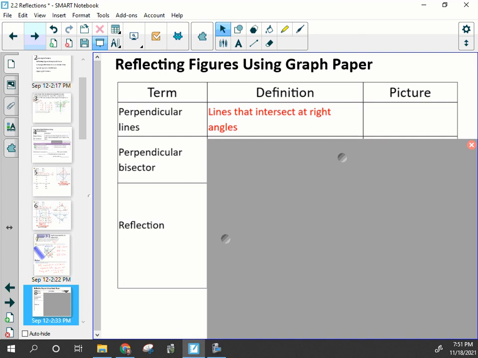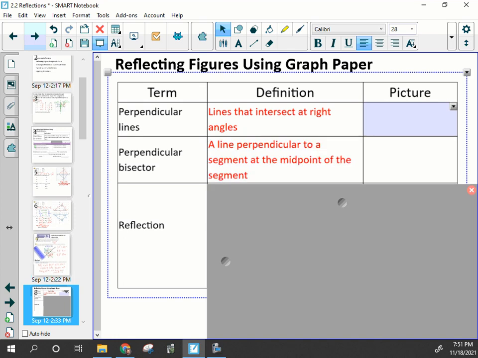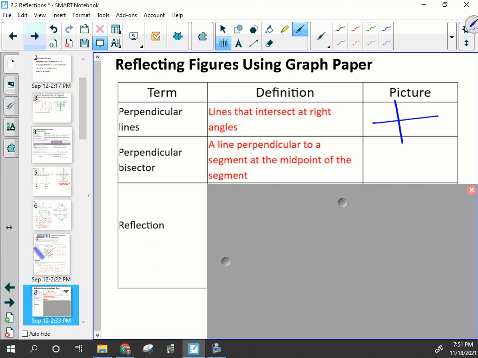Perpendicular lines are lines that intersect at right angles. So if I draw two lines, they intersect, they will form a right angle. A perpendicular bisector is a line that's perpendicular to a segment at the midpoint of that segment. So if I have a segment here, and I draw the perpendicular bisector of that segment, it's going to be 90 degrees. It will also cut that segment in half, and those two distances that I marked will be congruent or have the same measure.